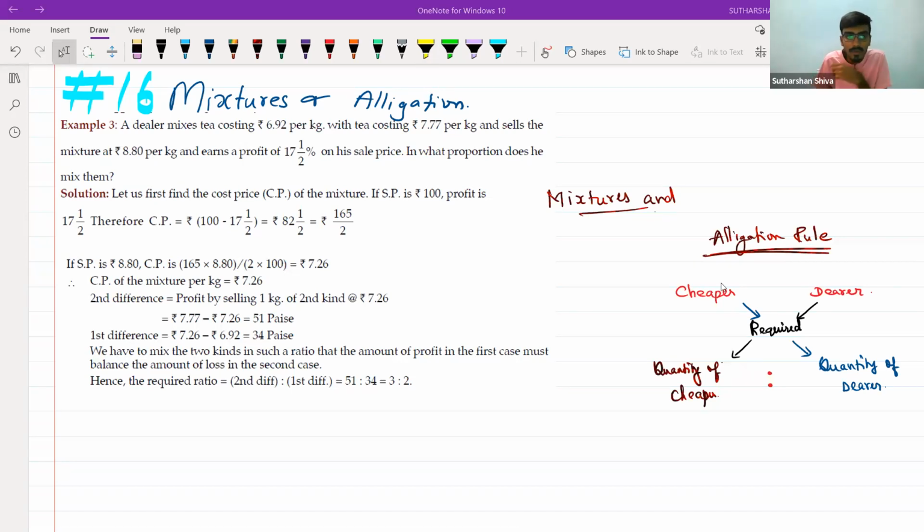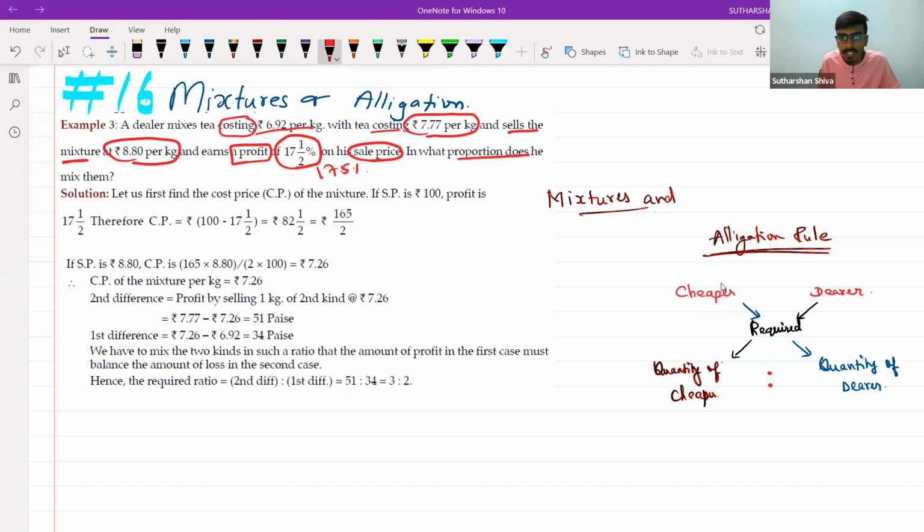A dealer mixes a tea costing 6.92 per kg. 6.92 per kg they are going to do, and the costing is this one. And with the tea costing of rupees 7 per kg and sells the mixtures at rupees 8.8 per kg, earns a profit of 17.5%, that is 17.5% on his sales price. In what proportion that he mixed in? They are asking about the proportion.